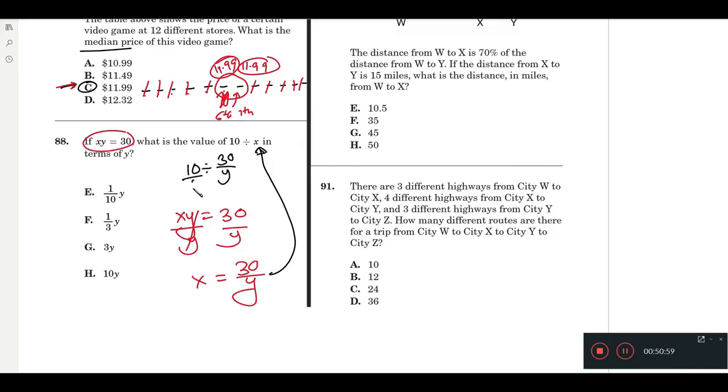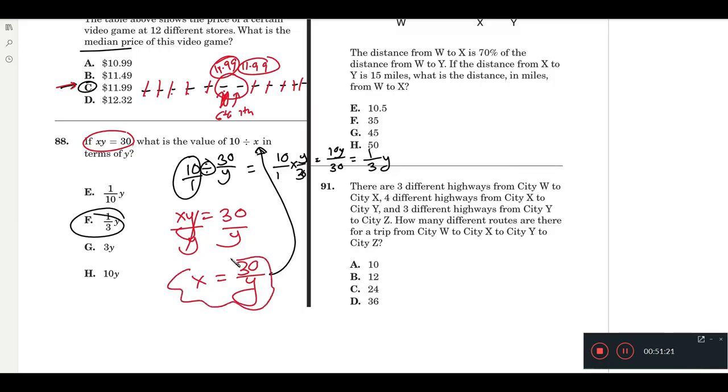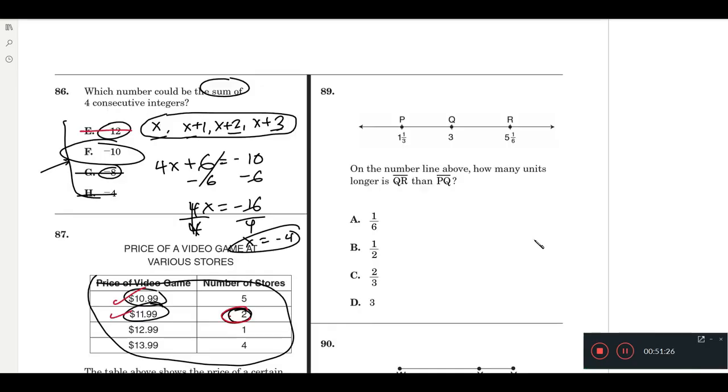Can I do keep, change, flip? Yeah. Keep the first fraction, so 10 over 1. Change division to multiplication. And flip it to y over 30. That's 10y over 30. That's 1/3 y. Do you find it easier? Yeah. You just solve for x and plug it into the question. That's it. Okay.